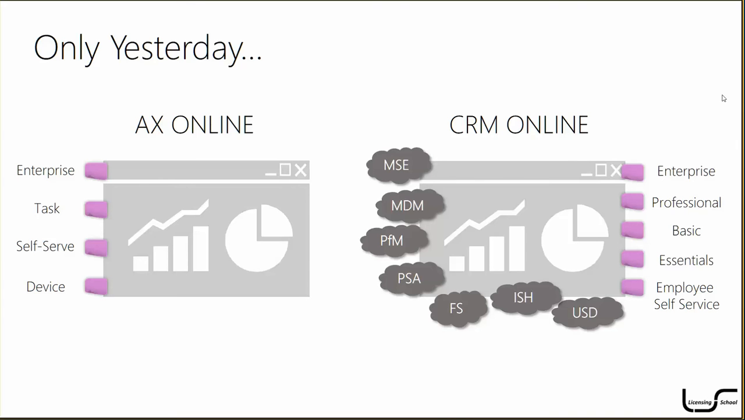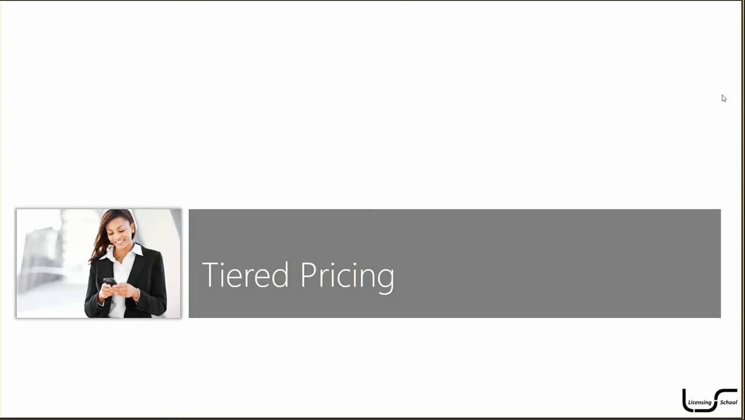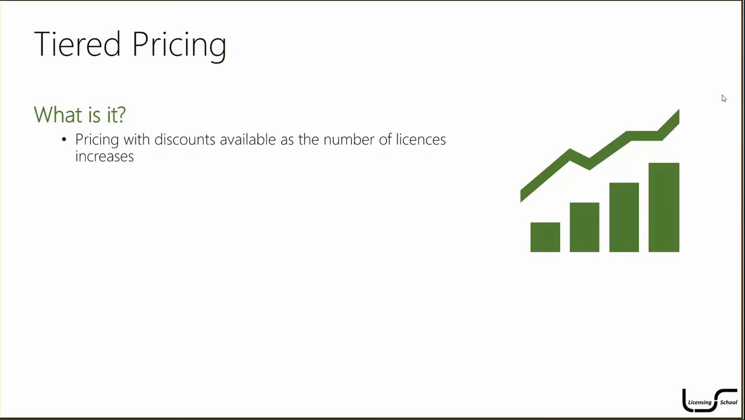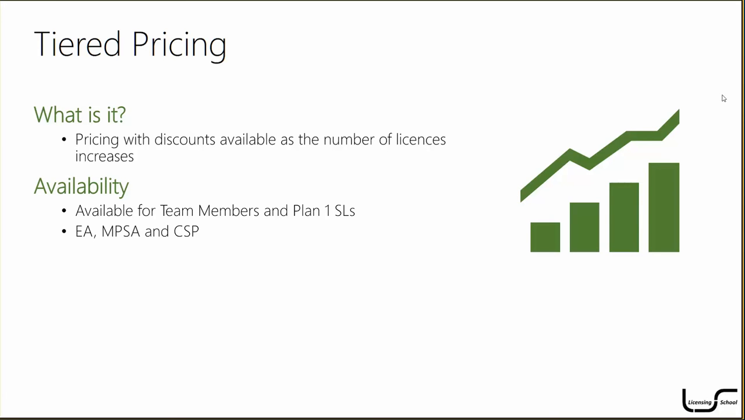Okay, let's move on to something called tiered pricing. If you read about tiered pricing, you would think this was something completely new and revolutionary. Don't be confused by this. Tiered pricing is, as perhaps you would expect, pricing with discounts available as the number of licenses increases. So if I buy 500 licenses, the price per license is going to be cheaper than if I buy 7 licenses, of course. Now, it's not available for every single license we've talked about. Here, the team members are available for tiered pricing, and the Plan 1 licenses, the subscription licenses.